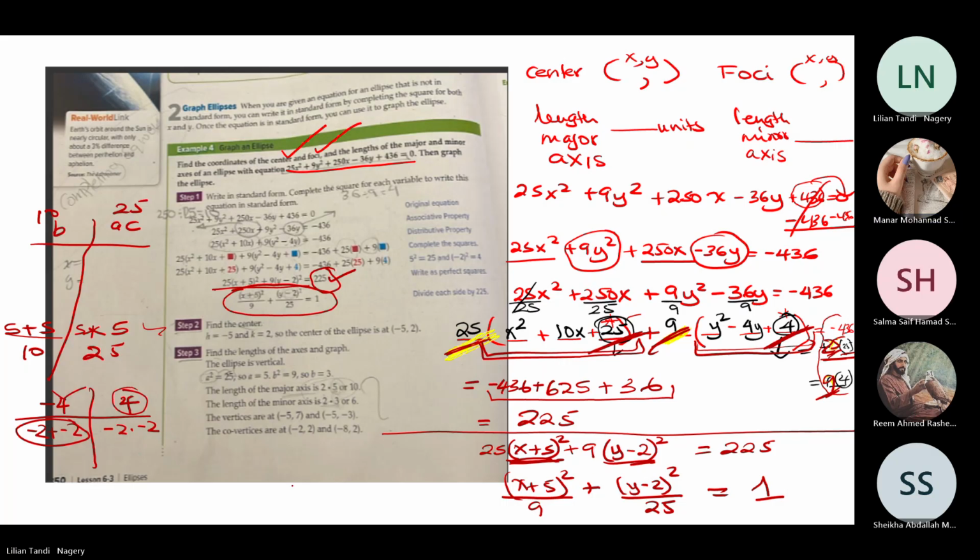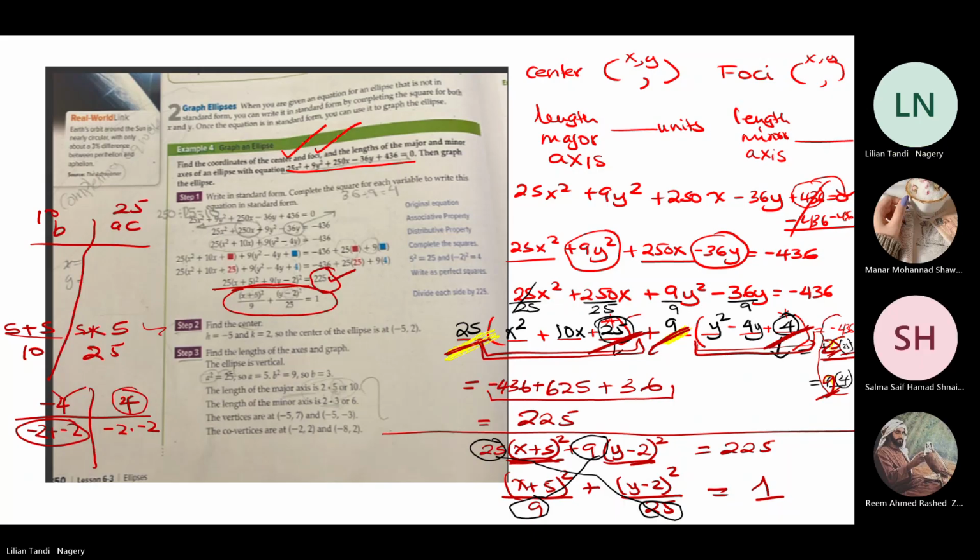Did you understand up to there? Why 9, not 25? 25 goes here. You switch, you switch. Why? What do you mean by why? Okay, why do we switch? Okay, let me show you.